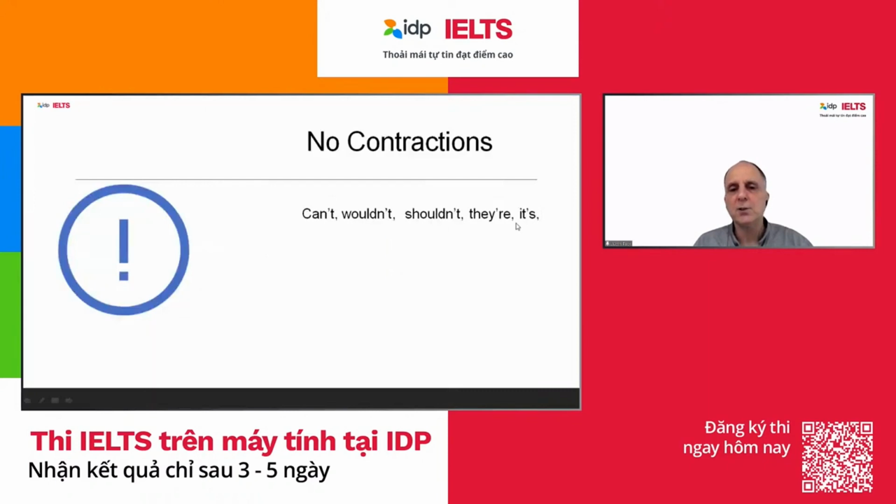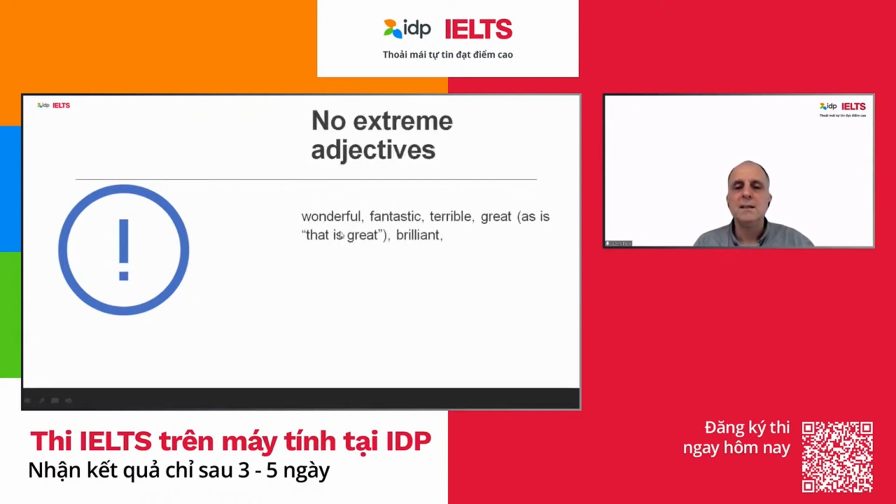Try not to use any contractions like this. Cannot is one word, so stay away from that. These kinds of contractions, in both tasks, of course. Once again, wonderful, fantastic, terrible, great: be careful of these. They're too opinionated. Use attractive prospect, negative outcome, extremely beneficial instead.